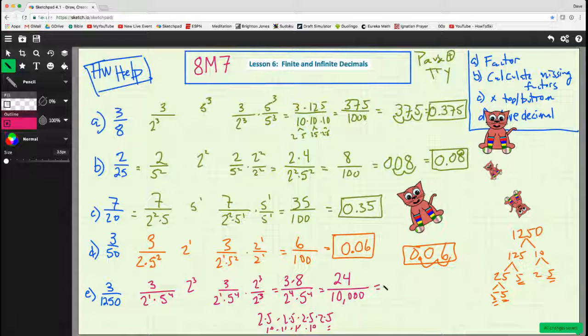So now we have to take our 24 and we have to move our decimal 4 times. So I'm going to write my 24 down here, and I'm going to put a few extra zeros out here, and we're going to move that decimal 4 times. This is totally critical. You've done all this hard work. You want to make sure you don't screw this up. 1, 2, 3, 4. So the decimal goes right here. 1, 2, 3, 4. So our answer is 0.0024.